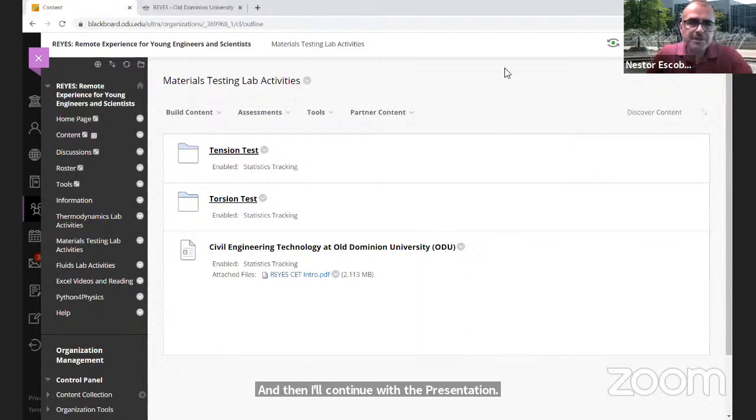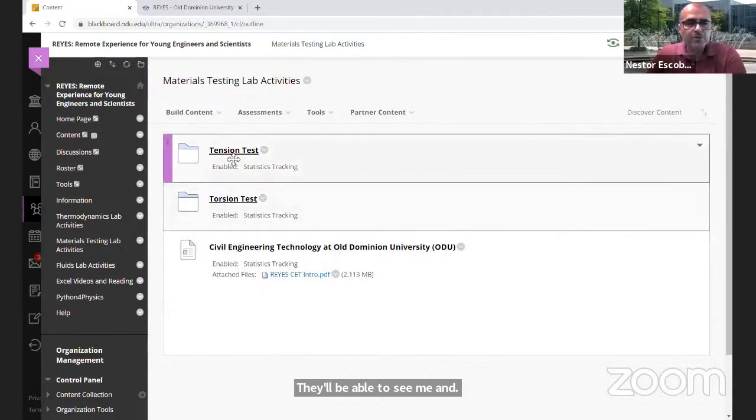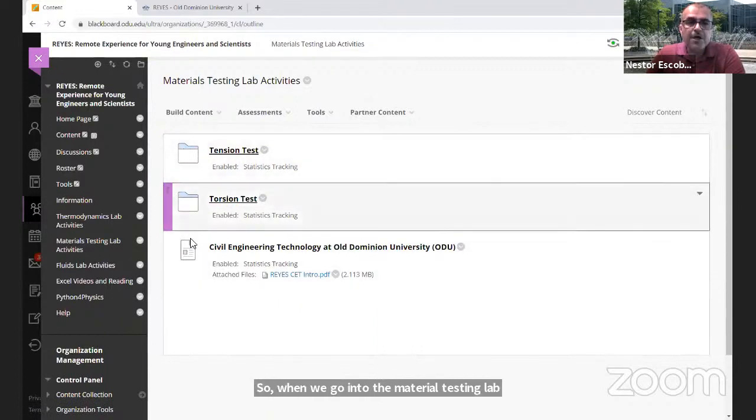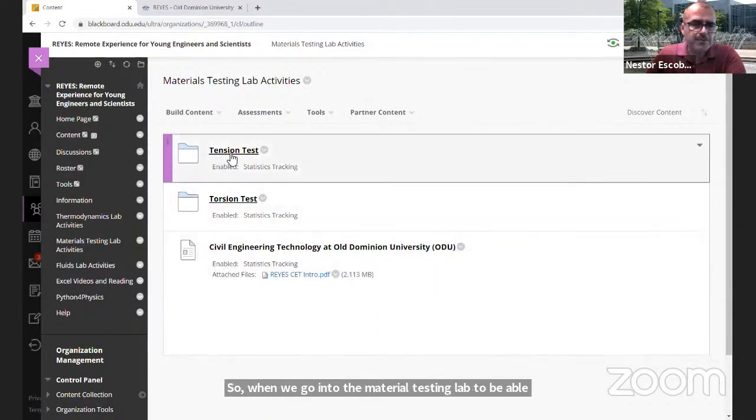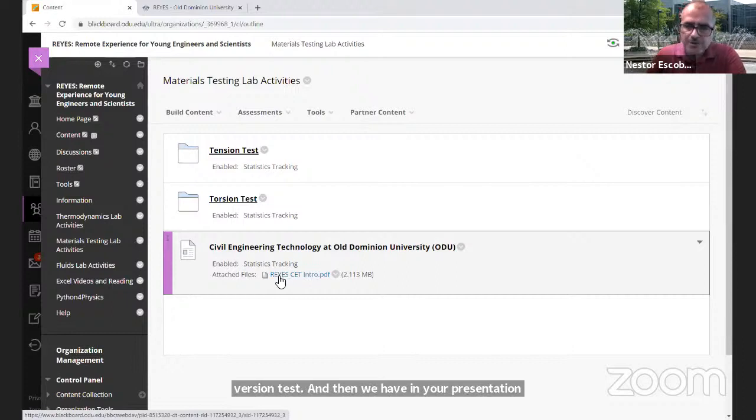They'll be able to see me and follow along anyway. So when we go into the material testing lab, you'll be able to see these three folders in here. We have the tension test, torsion test, and then we have a presentation about the civil engineering technology program.